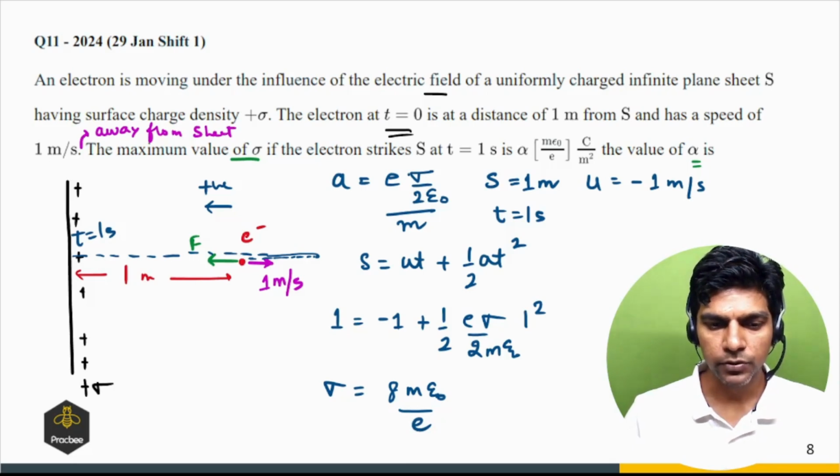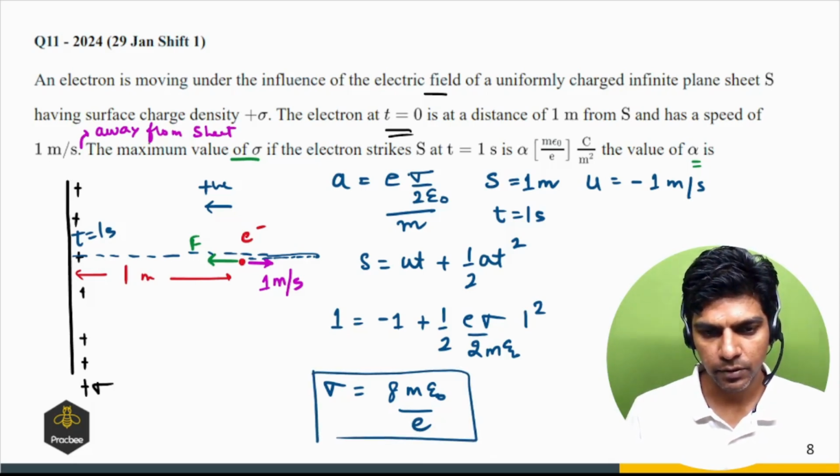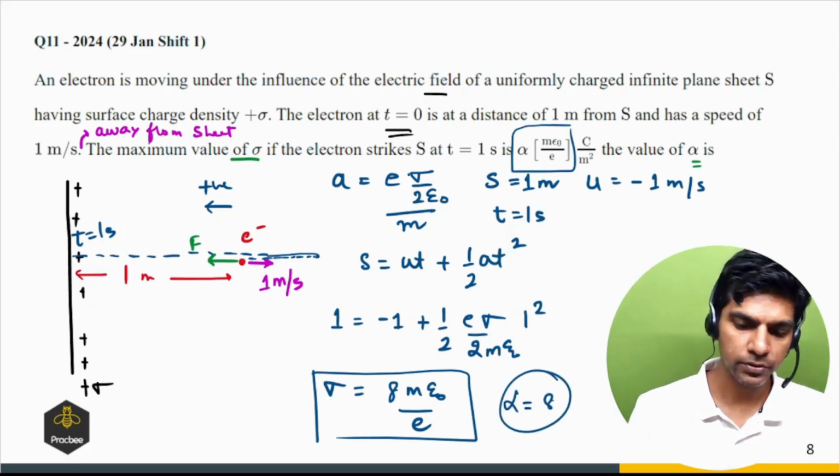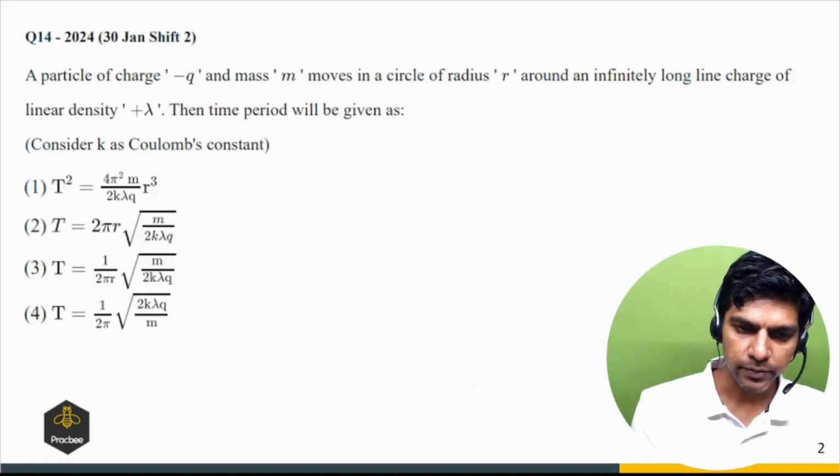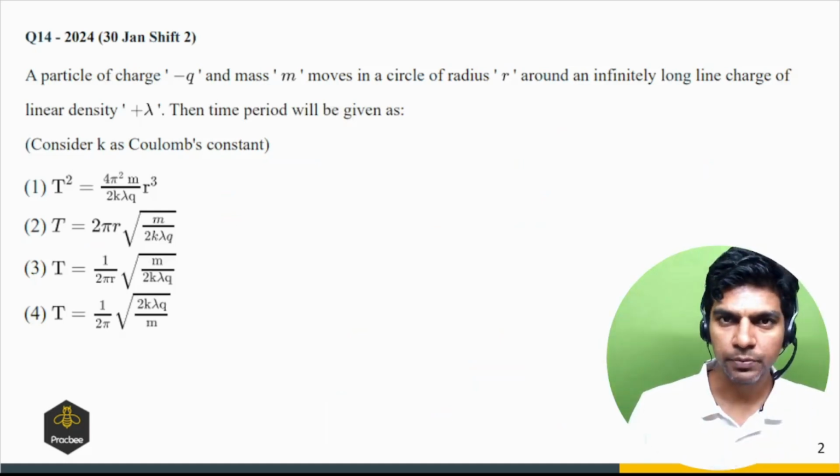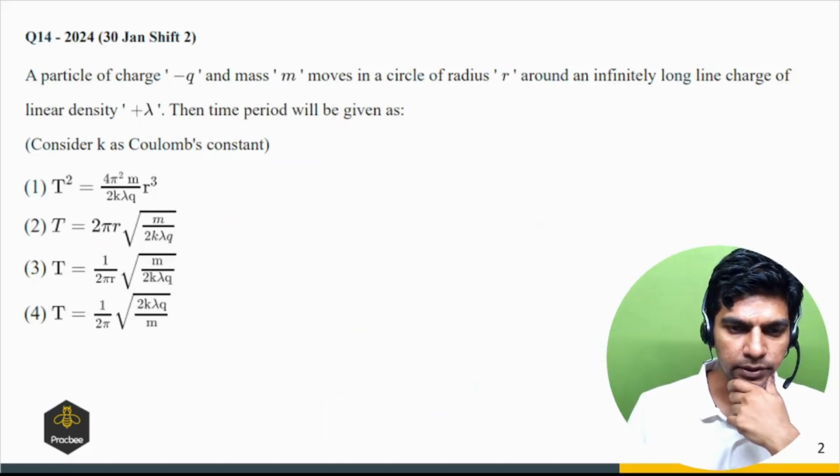So if you compare this result with what is given in the question, alpha comes out to be 8. So 8 is the answer of this question. Let us see another type. Another problem based on the motion of charged particle in electric field.